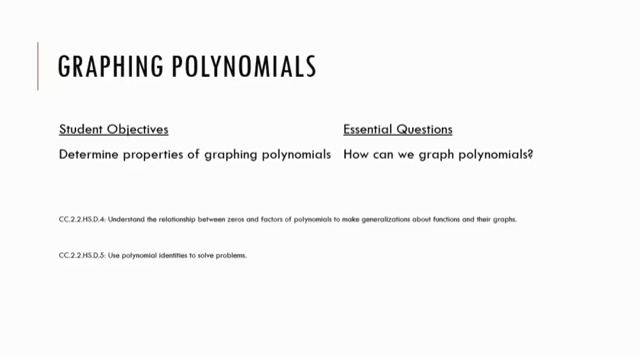Our student objective is to determine properties of graphing polynomials. Our essential question: how can we graph polynomials, and what can we determine about the graph from a polynomial function? Our Common Core standards: understand the relationship between zeros and factors of polynomials to make generalizations about functions and their graphs, and use polynomial identities to solve problems.